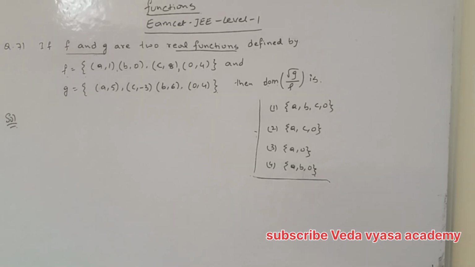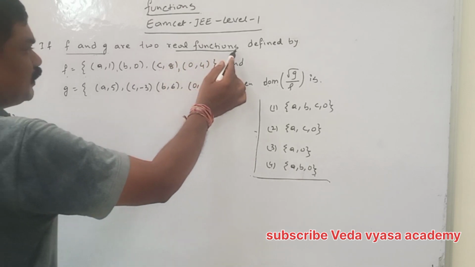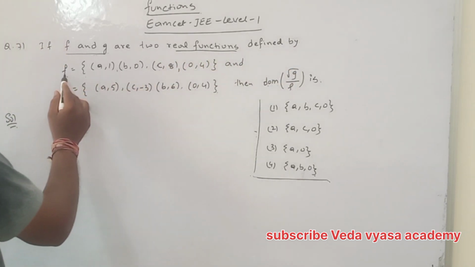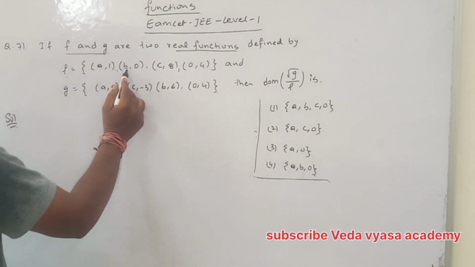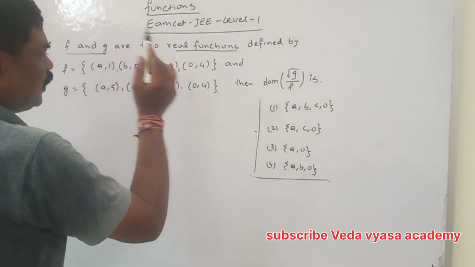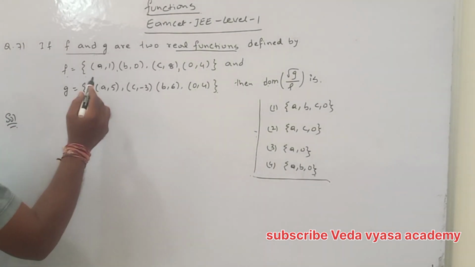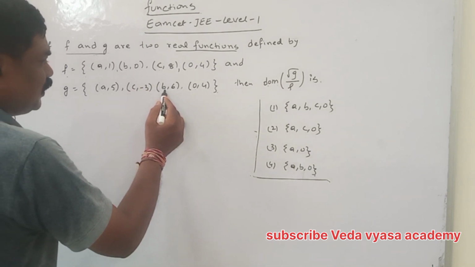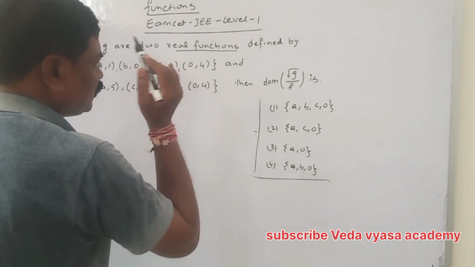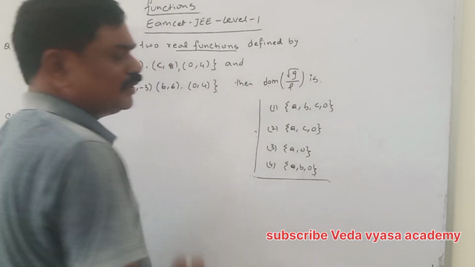Here we have one more problem on function. If f and g are two real functions defined by f is equal to the set of ordered pairs a comma 1, b comma 0, c comma 8, 0 comma 4. g is equal to the set of ordered pairs a comma 5, c comma minus 3, b comma 6, 0 comma 4. Then domain of root over g by f.